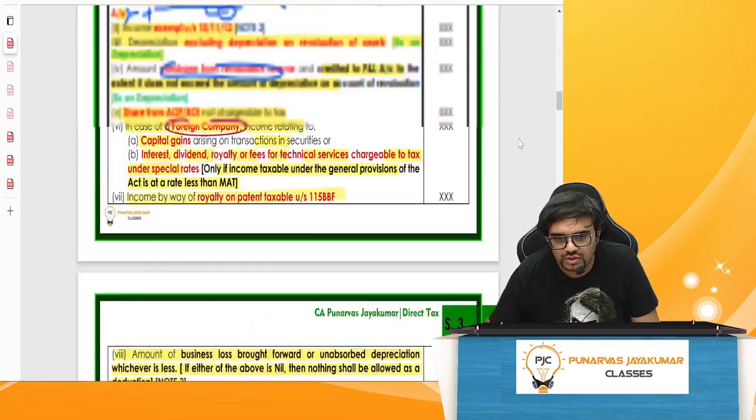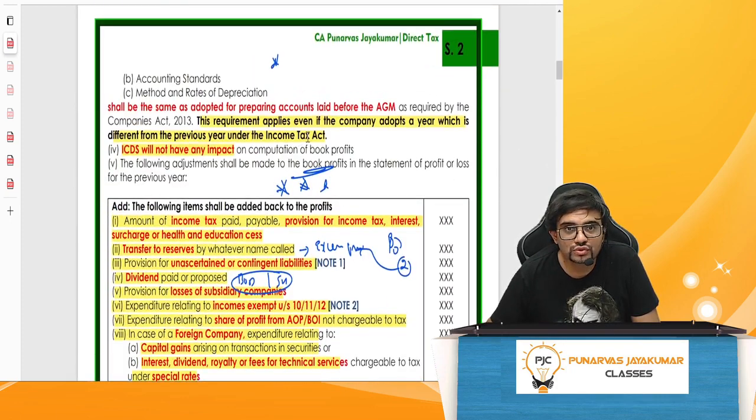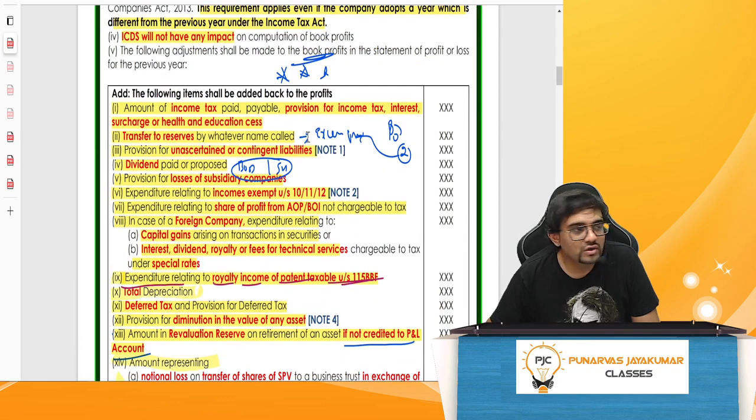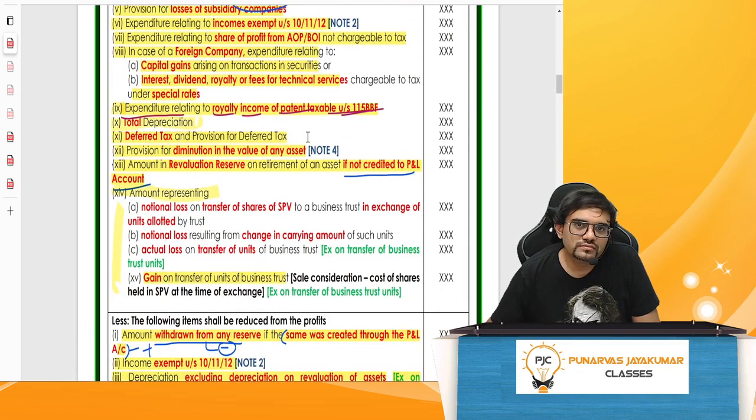Cool. So if you remember this chart, on page number S2, we saw what all will be added and what all will be subtracted, everything we did. You can go through that video again to understand. Very, very simple. So today we'll finish off MAT, then we'll do one concept called AMT and two other things.